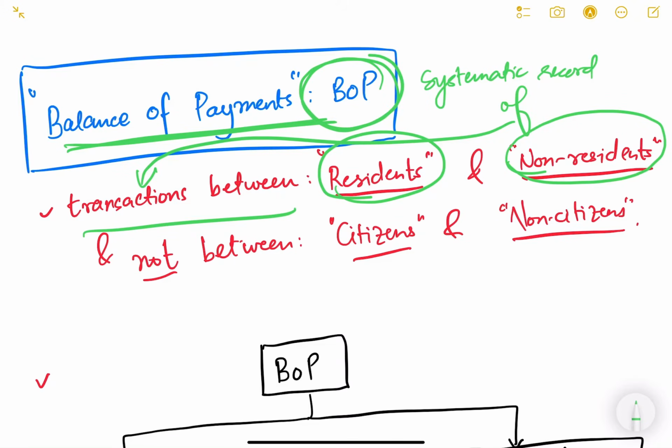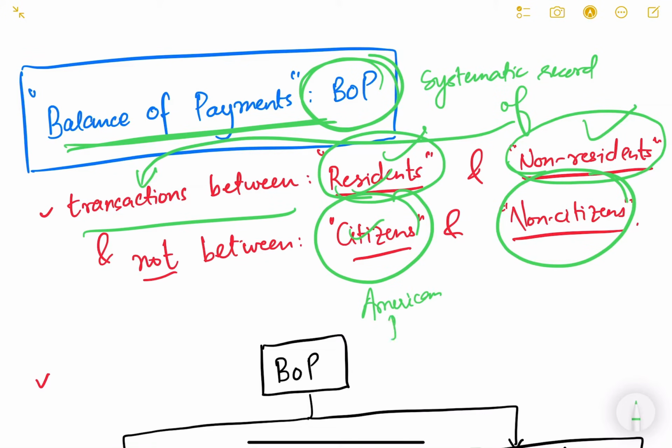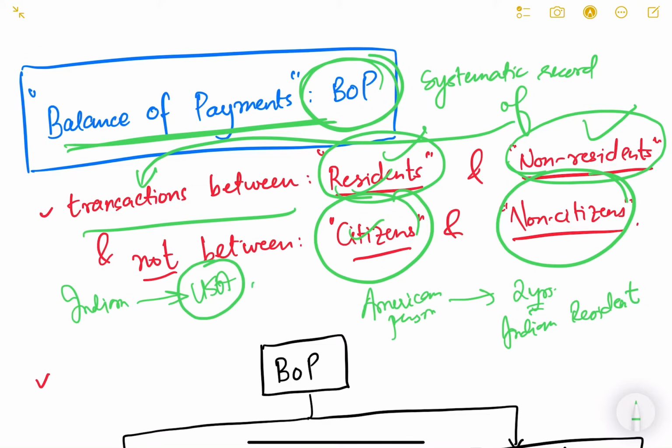So it is a transaction between residents and non-residents, and it is not a transaction between citizens and non-citizens. You have to understand the difference between a resident and a citizen. See, an American person is an American citizen, having an American passport, but he is residing in India for the last 2 years. So he becomes an Indian resident. If there is an Indian person who has gone outside India, say to the USA, and is staying in the USA for the last 5 years, he is a non-resident. He is not a resident of India, he is a non-resident Indian, NRI.